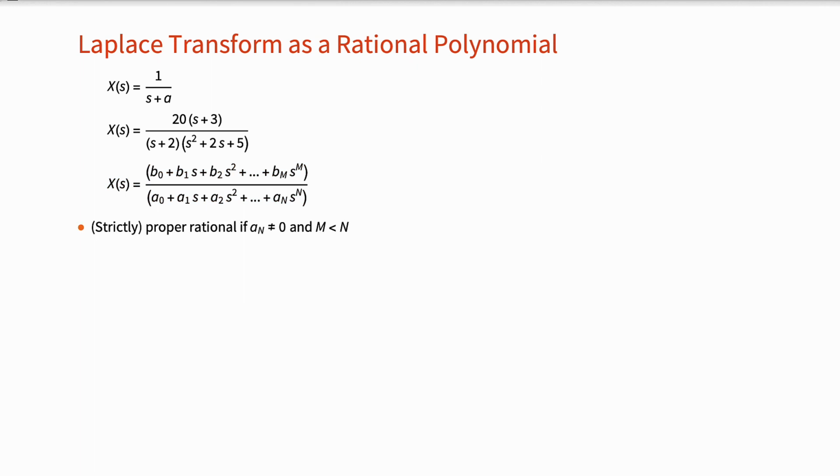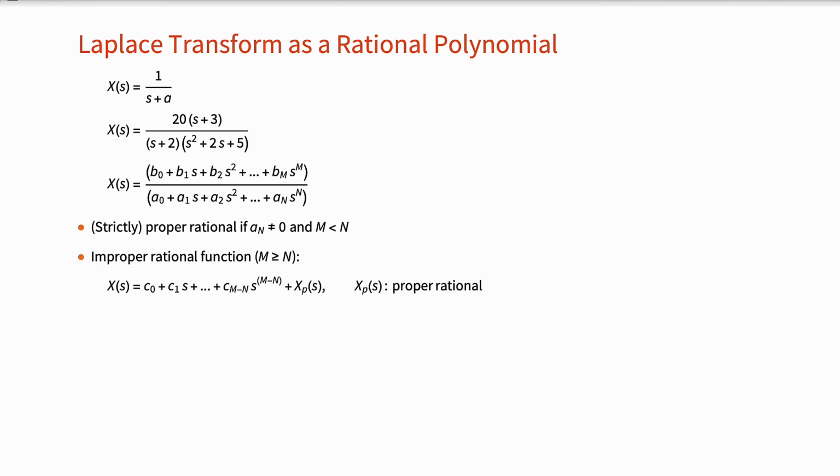We call X(s) strictly proper rational if a_n is non-zero and the order of the numerator polynomial m is less than the order of the denominator polynomial n. And we have an improper rational function when m is greater than or equal to n. In this case, we can always rewrite the rational function as a sum of a polynomial and a proper rational function. X_p(s) denotes a proper rational function here.